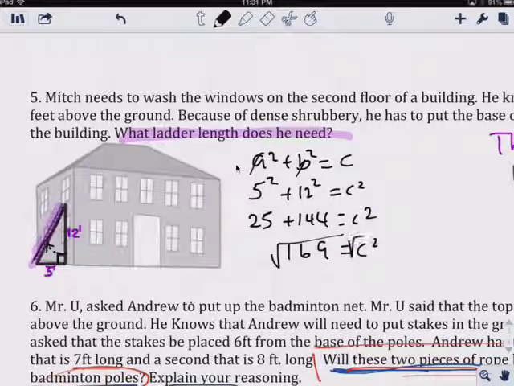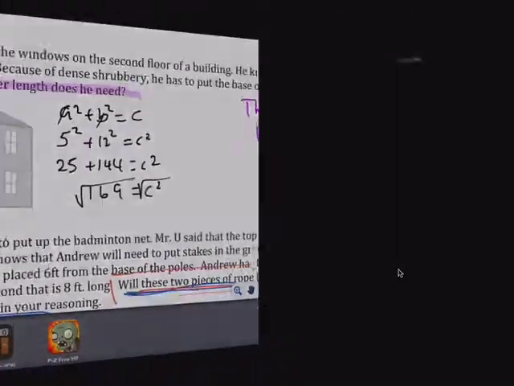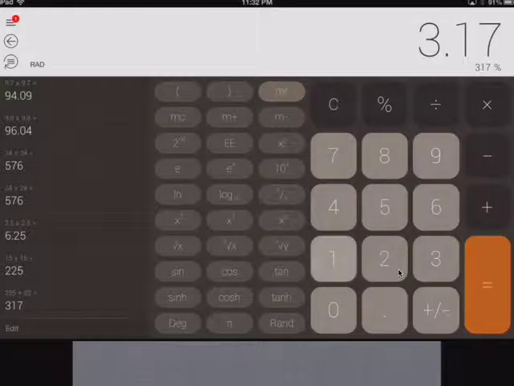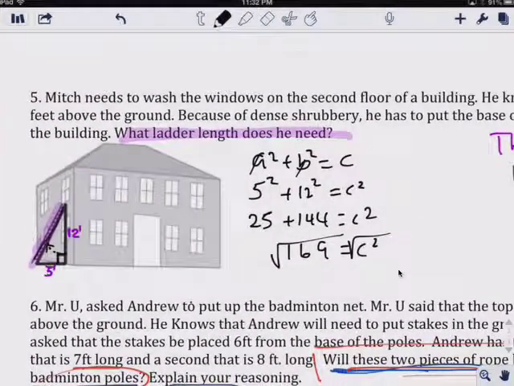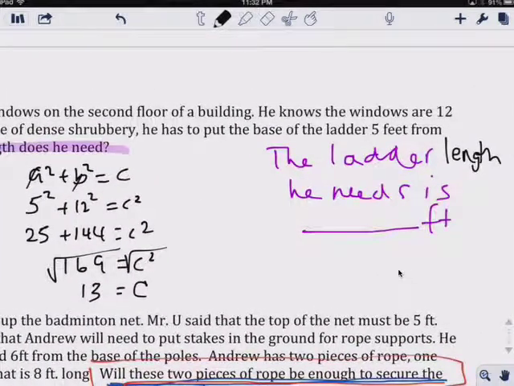Take the square root, or what squared will get me 169? If I don't know, I use the calculator, type 169, and then the square root sign, and you get 13. So your answer is 13 for C, or in this case, the ladder. The ladder length he needs is 13 feet.